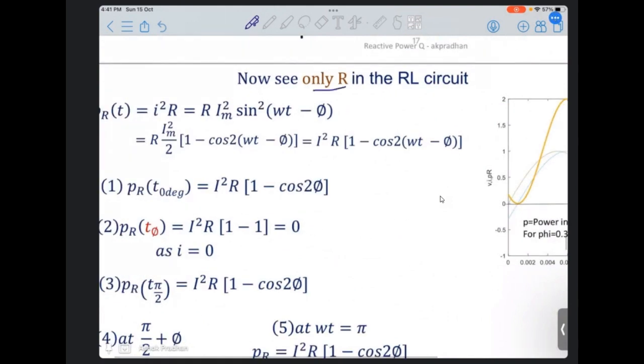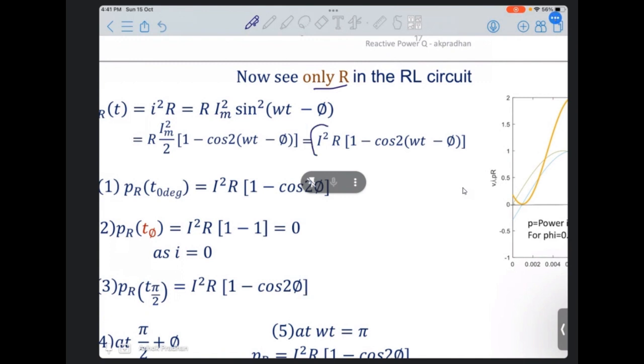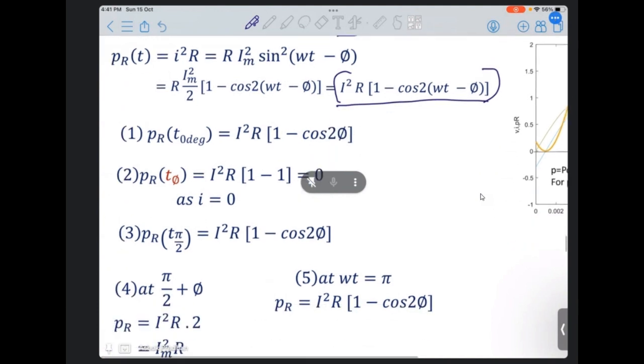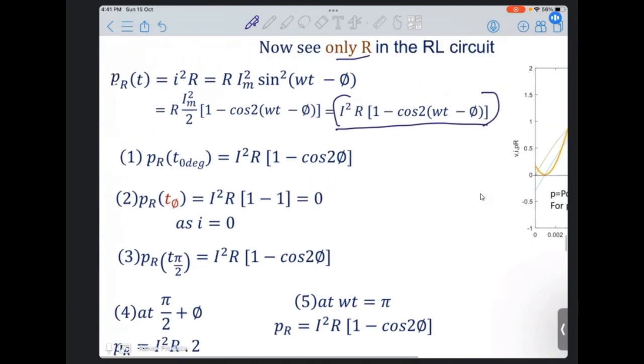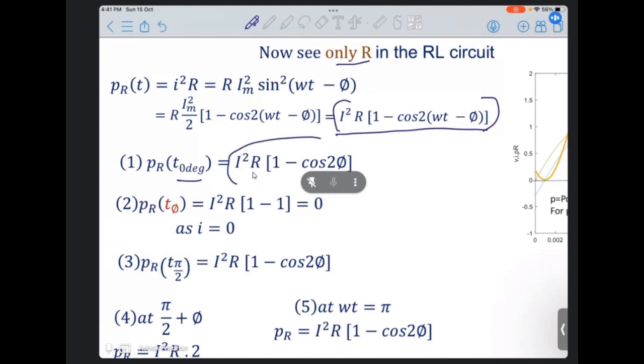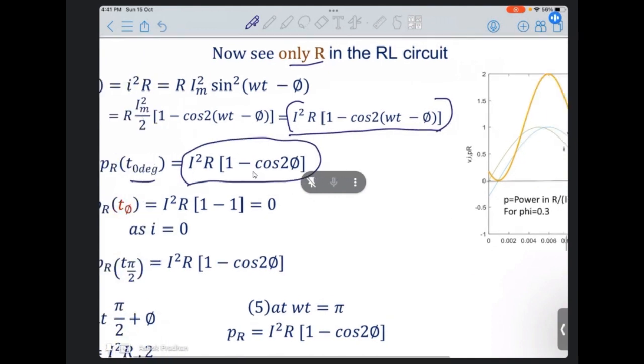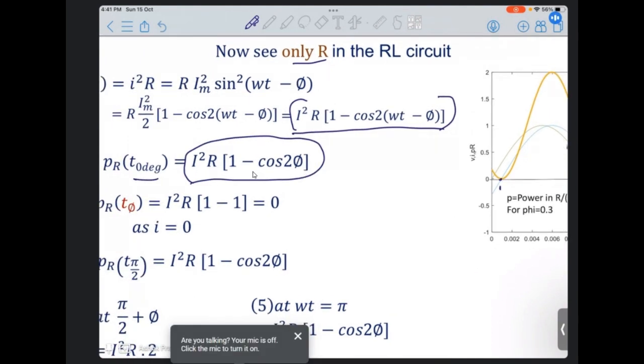Now with only R, this is I square R, and p_R(t) in this period, the general formula, is I square R times 1 minus cos 2 omega t minus phi. So at different points, you see here, the first point at t equals 0, this is also I square R. But you see here, this power becomes 0 when I equals 0.